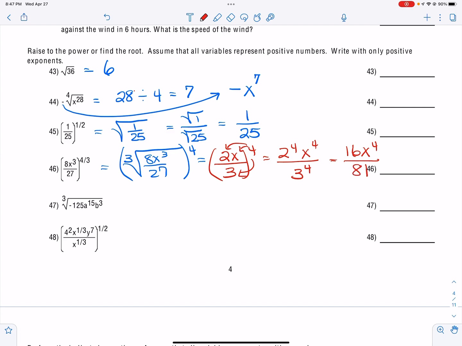Now you can take odd roots of negative numbers. So the cube root of negative 125 is going to be negative 5. The cube root of a to the 15th is going to be a to the 5th. And the cube root of b cubed is going to be b.